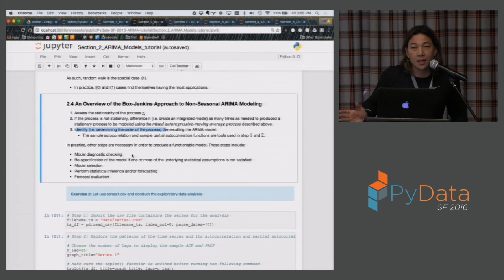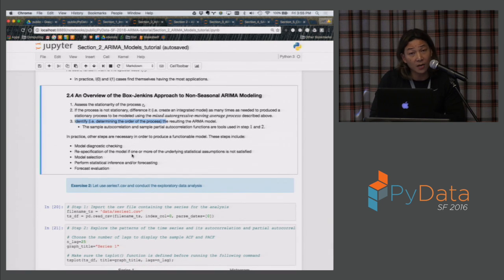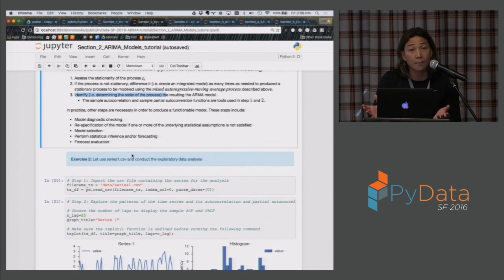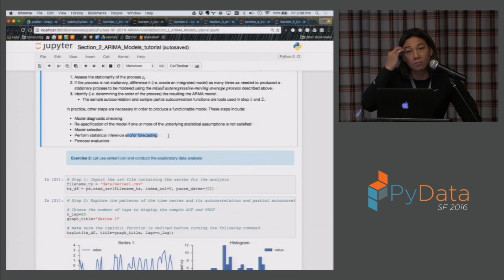Now, in general, that's not the end, right? I sort of identified a model, but that really just gives you some clues as to what the autoregressive moving average model is as a starting point. In practice, you actually have to test a few different models. You have to do model diagnostic analysis. You have to re-specify the model if your diagnosis doesn't make sense. And you have to select, among your candidate models, a model, and more importantly, perform whatever inference or forecasting that you need.